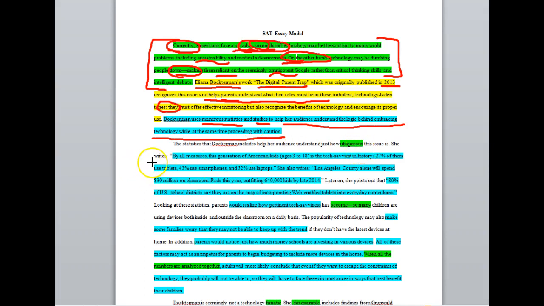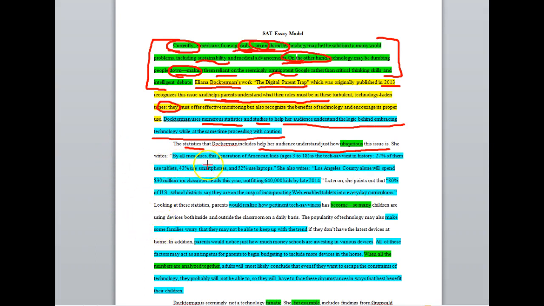Then after your topic sentence, you're going to go into all the different support for that. So just look at the topic sentence again. It's like a mini thesis statement. So you have statistics as the what, and what do they do? Help our audience understand just how ubiquitous this issue is. Okay, so now let's look at the stats.